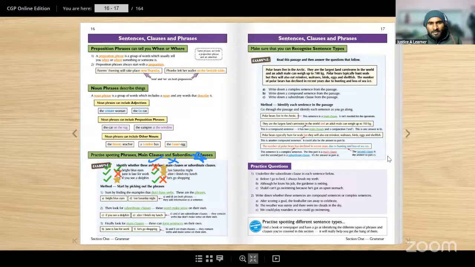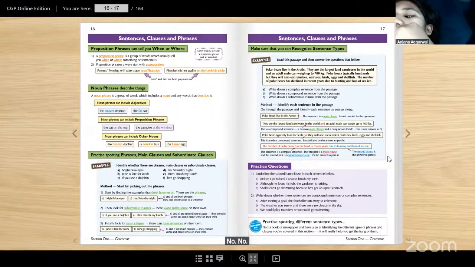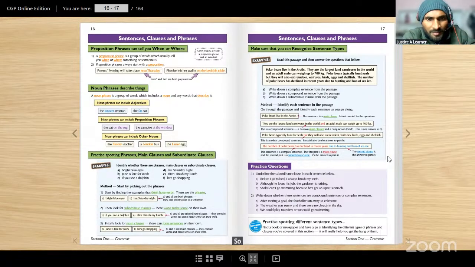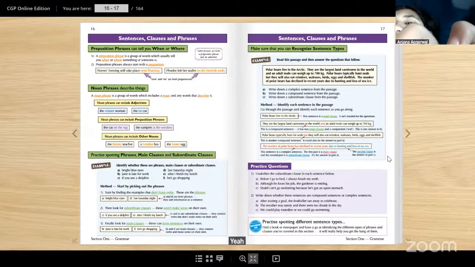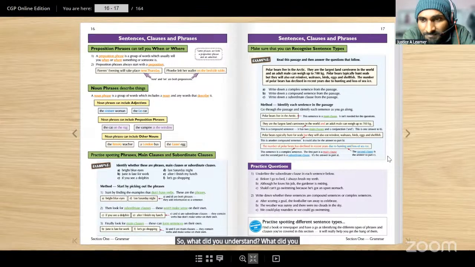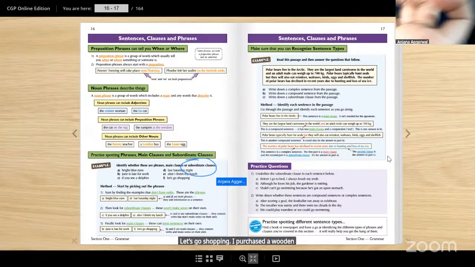Did you understand what was wrong in that? So, what did you pick? Let's go shopping. What did you understand? What did you pick out of it? Let's go shopping. I put subordinate clause, but it was the main clause.